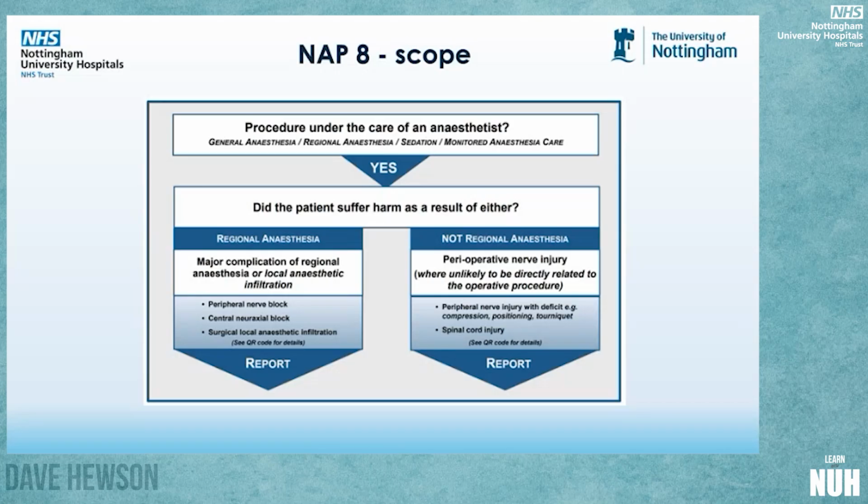If you're under the care of an anaesthetist and you've suffered harm as a result of either, on the left-hand side here, regional anaesthesia or local anaesthetic infiltration, then you will report. And similarly, if you haven't performed a regional technique, but there is a suspicion of perioperative nerve injury, of which positioning may be one of the causes, then you would report. Of course, the LIA, the local infiltration analgesia, was added in part in response to the death of a patient in an independent review.